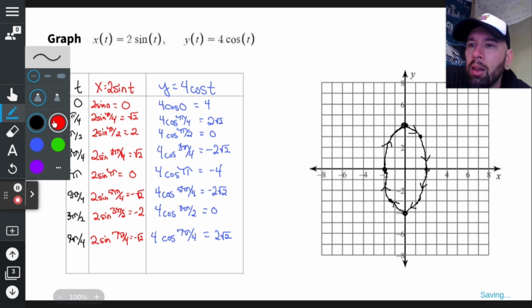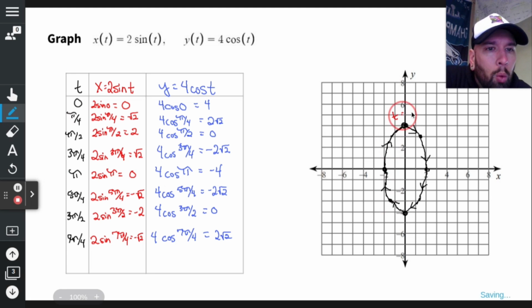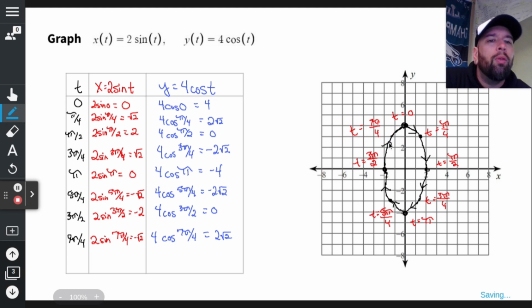And I'm going to label the fact that t was 0, t was pi over 4, t was pi over 2, t here was 3 pi over 4, t was pi, t was 5 pi over 4. Here for that point, t was 3 pi over 2. And last but not least, the one that I almost screwed up, 7 pi over 4.